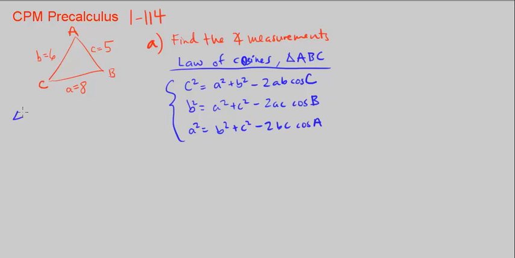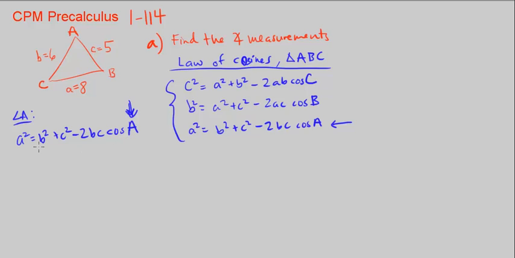So let's start off by looking for angle A. For that one, we're going to use this formula because this one has angle A in it, and we know little a, little b, little c. Okay, so we're going to start here. A squared equals b squared plus c squared minus 2bc cosine angle A. Okay, so we're going to try and solve this equation for angle A. We want A equal to something, so we're going to isolate angle A.